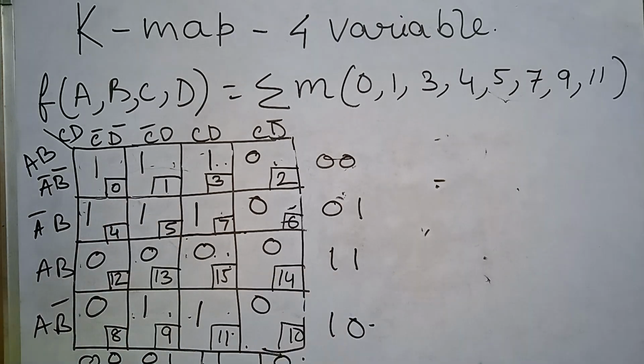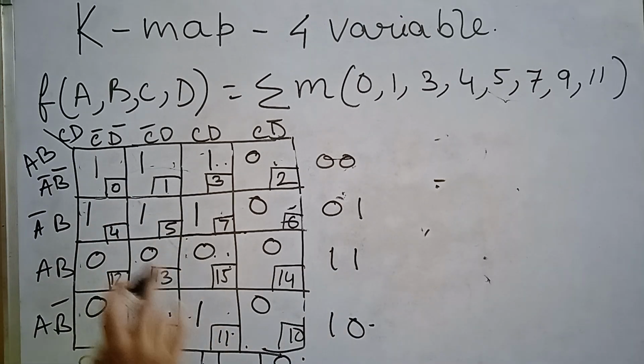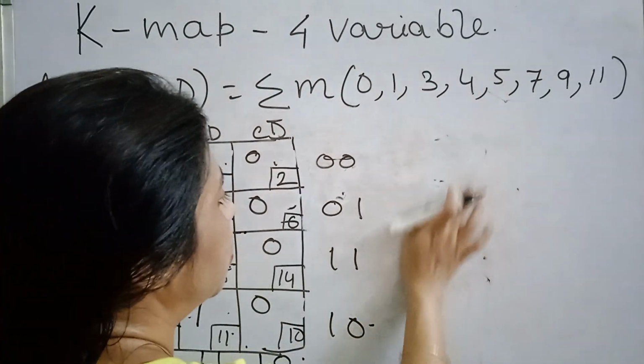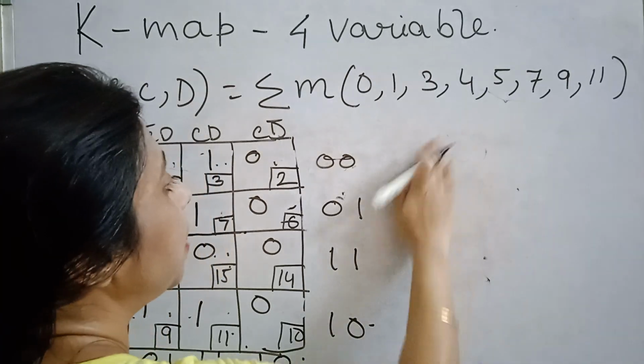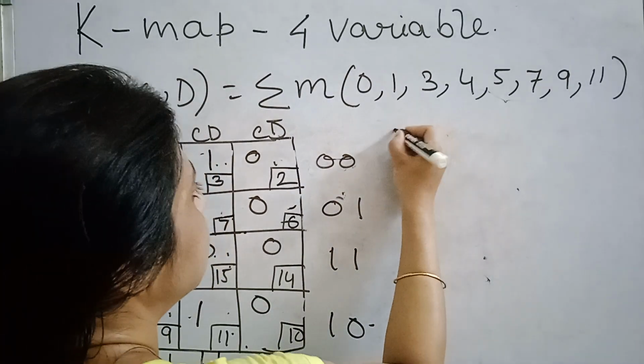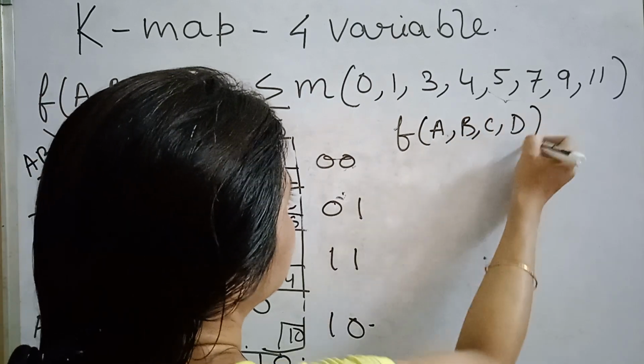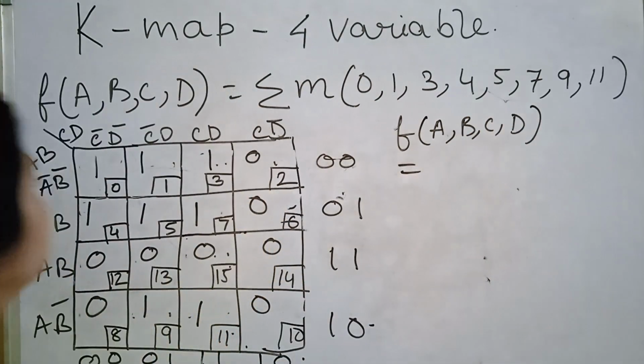Before grouping, we will do one important thing, that is we need to put the expression in its variable form, in its original form. Before we do the grouping, we will find the expression in its original form. So function of A, B, C, D. What will be the expression?